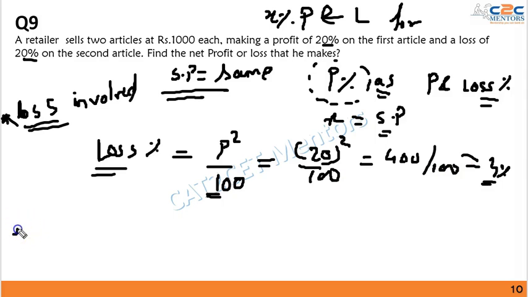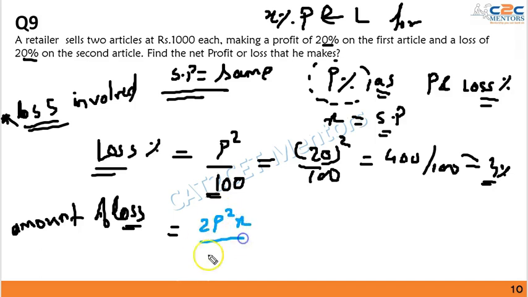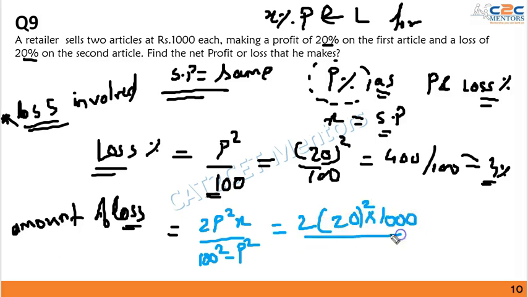Now if we are asked the amount of loss that is incurred in this process, for that the formula is: the amount of loss is given by twice of P square X upon 100 square minus P square. Substituting the values, I'm going to get 2 multiplied by 20 square, multiplied by X, our common selling price, upon 100 square, that is 10 raised to 4, minus 20 square.